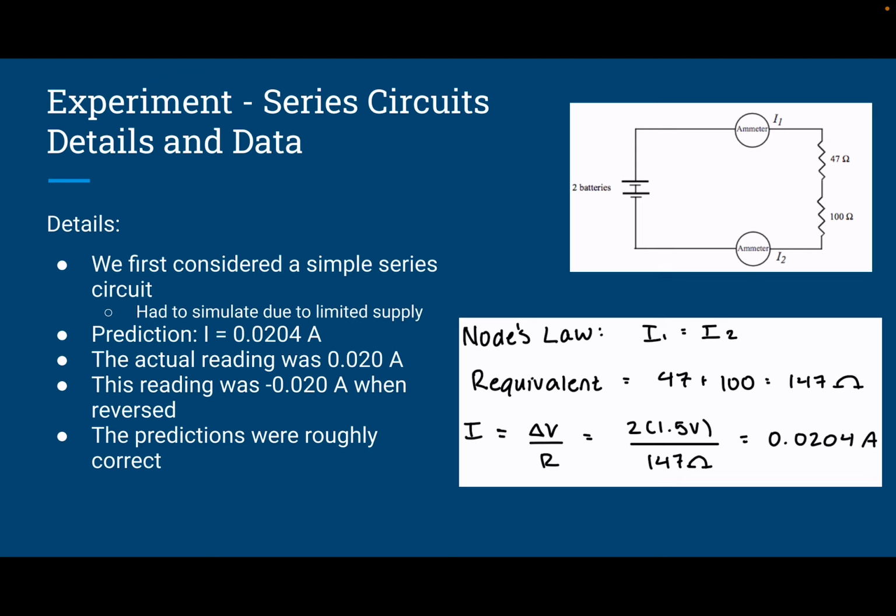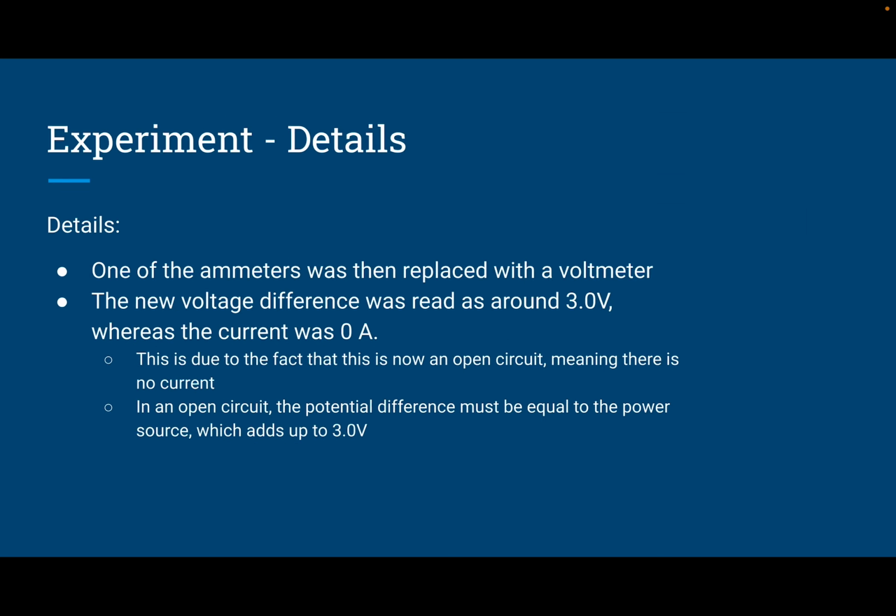The prediction was that the current was 0.0204 amps, and this was done with Node's law, where the current at 1 and the current at 2 was equal. R equivalent was calculated as seen there, and then the current was calculated using delta V over R. The actual reading was 0.02 amps. This reading was negative 0.02 amps when reversed, so the predictions were roughly correct.